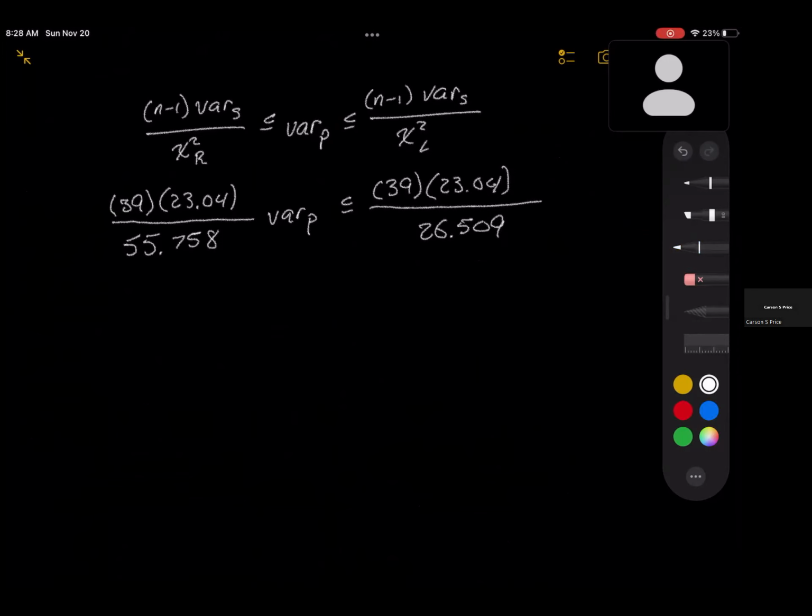Oops, I forgot my bound there. So the variance of all people that do this weight loss diet is going to be, with 90% accuracy, somewhere between 16.1154 and 33.8964.